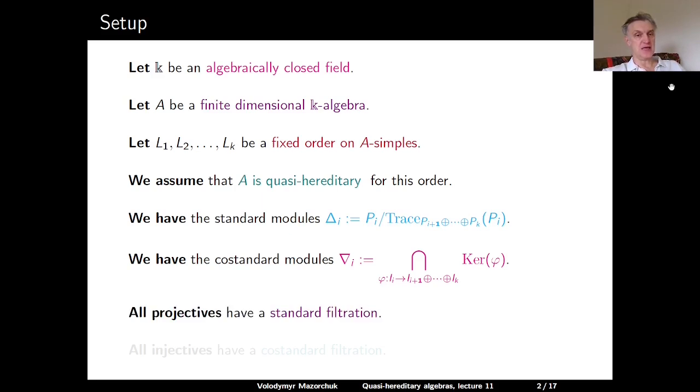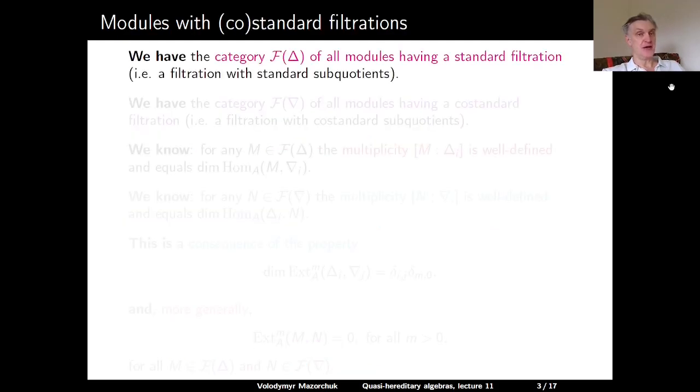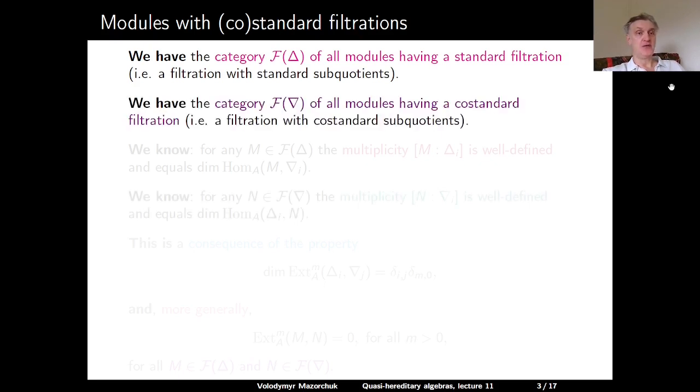And since we assume that A is quasi-hereditary, this means that all projective A-modules have a standard filtration and all injective A-modules have a costandard filtration. More generally, we have the category F(Delta) of all A-modules which have a standard filtration. A standard filtration is a filtration with standard subquotients. And we also have the category F(Nabla) of all A-modules which have a costandard filtration. That is a filtration with costandard subquotients.